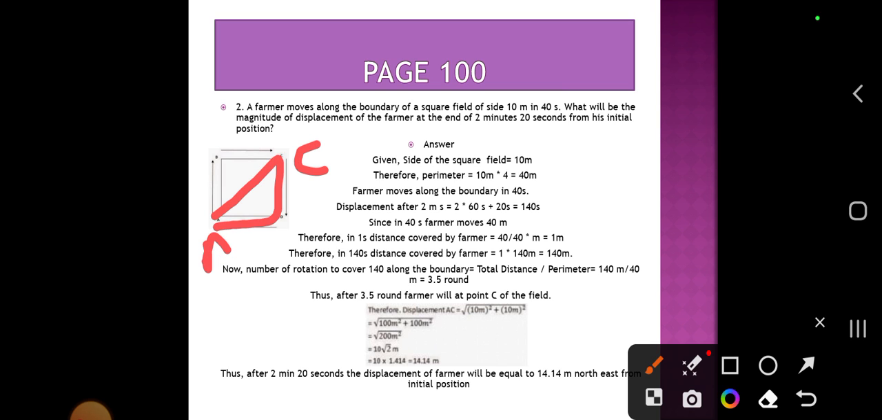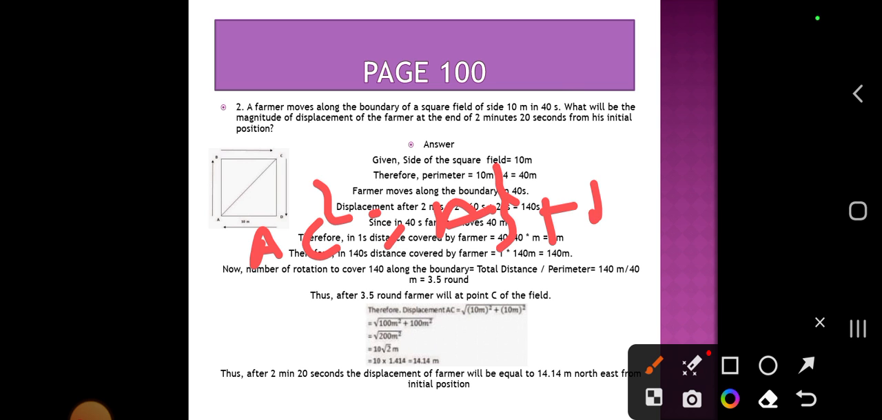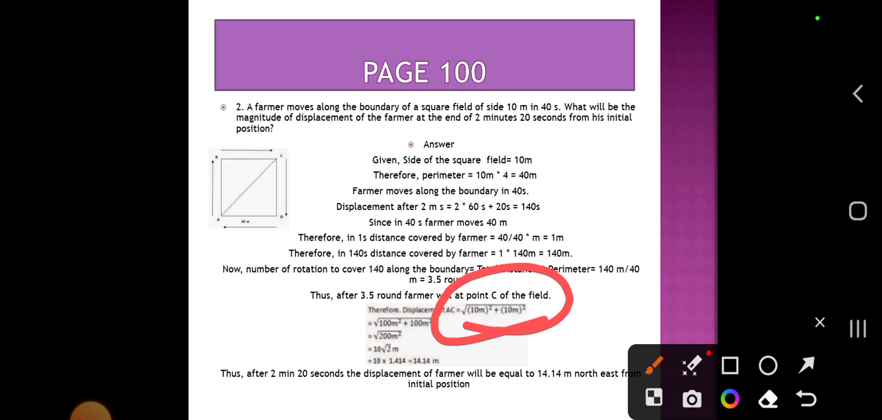So what can we do? We will use the Pythagoras theorem here. Therefore the displacement AC squared is equal to AB squared plus BC squared. That we know from the Pythagoras theorem. So we will get the square root of 10 meter squared plus 10 meter squared. After solving this, we get 10 root 2 meter.